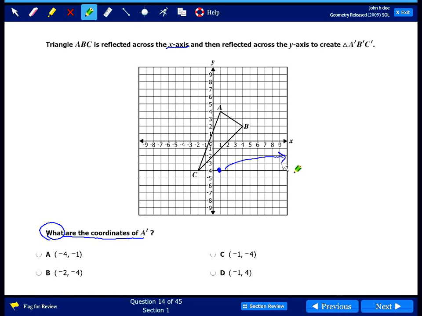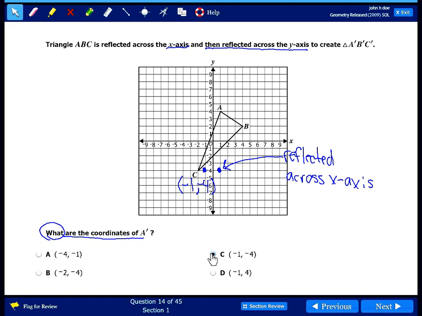Did that backwards. So this is reflected across the x-axis. Then we need to reflect it across the y-axis. So I'm 1 away from the y-axis, so I'm 1 away here. So this is my new point. This point here is -1, -4. So the answer to this is C. When you take the time to read this problem, it's pretty easy.